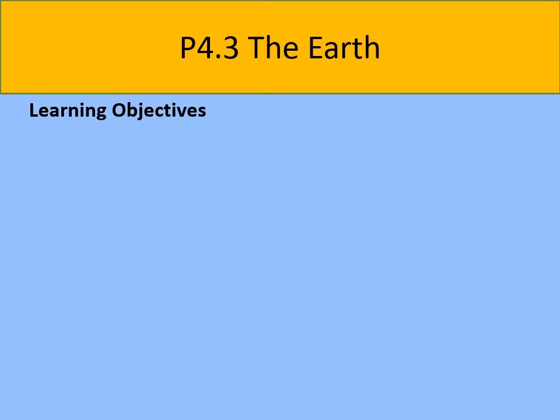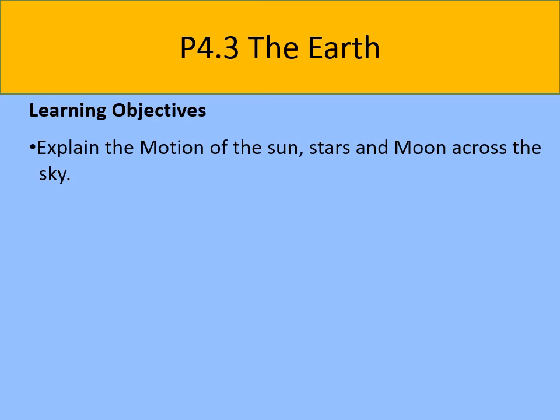So today's lesson is P4.3 from the Activate book. It is the unit about the Earth, and your learning objectives for today, we only have 2. The first one is that you need to be able to explain the motion of the sun, the stars, and the moon across the sky. And you should be able to explain why seasonal changes happen. Why do we have seasons on Earth?